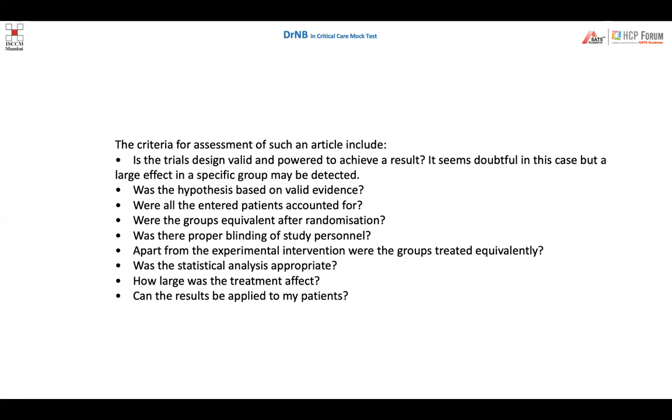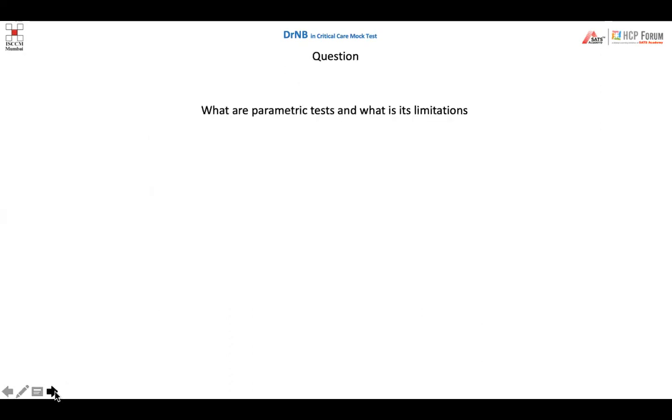So you should look whether it is powered enough and whether the design is valid enough. Was the hypothesis valid, based on valid evidence, or was the hypothesis vague? Were all entered patients accounted for, was there intention to treat analysis, were the groups equivalent even after randomization, was there proper blinding of the study personnel, and apart from experimental interventions, were they treated equally? Was the statistical analysis appropriate? How large was the treatment effect? And can the results be applied to our patients?